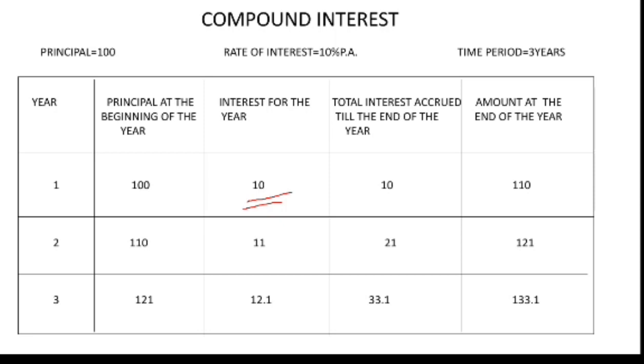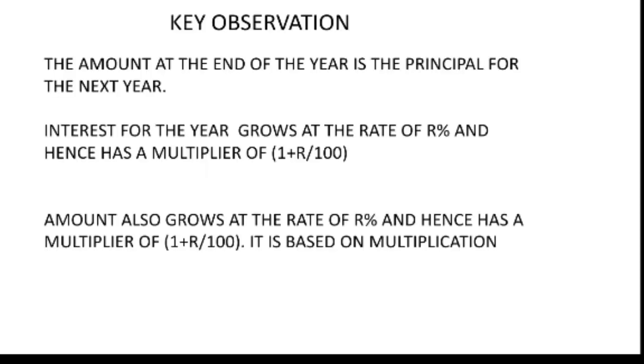Now let's see the key observations here. The first is that the amount at the end of the year is the principal for the next year. The interest for the year grows at the rate of R% and hence has a multiplier of 1 plus R by 100. The amount also grows at the rate of R% and hence has a multiplier of 1 plus R upon 100, and it is based on multiplication. I hope you understand.